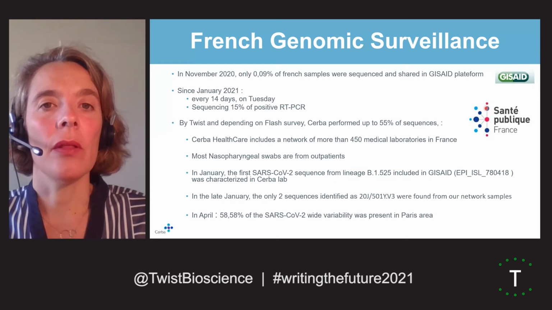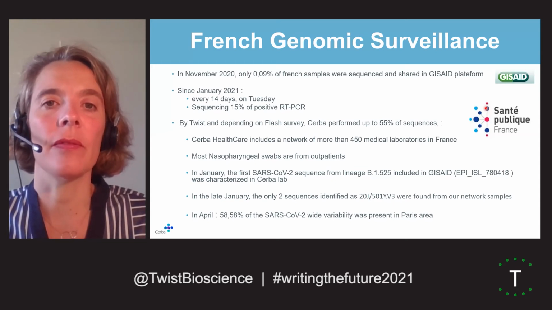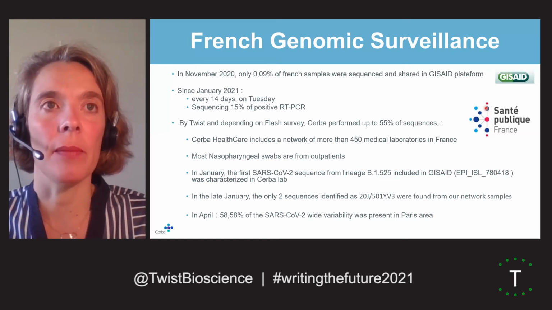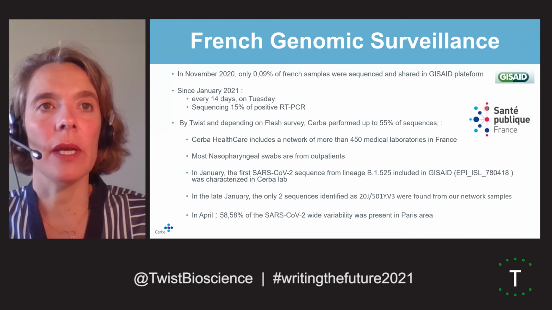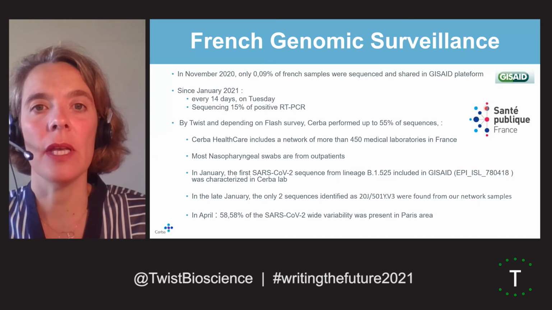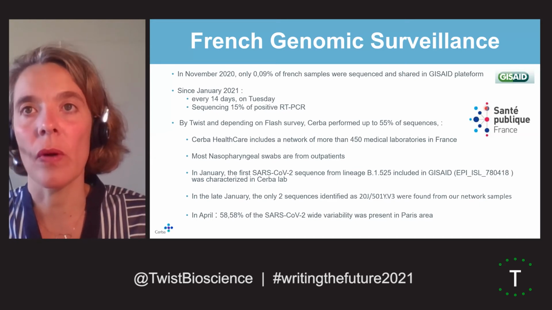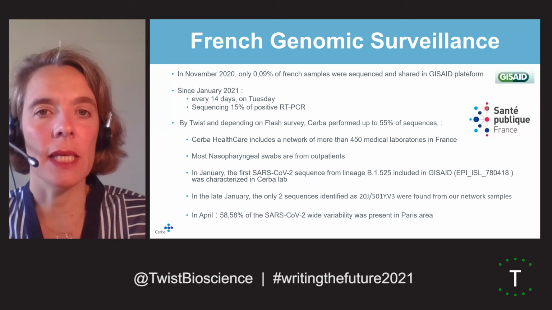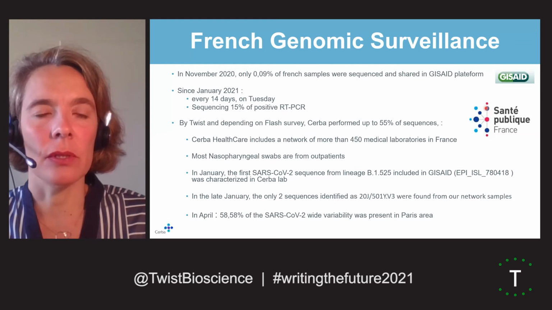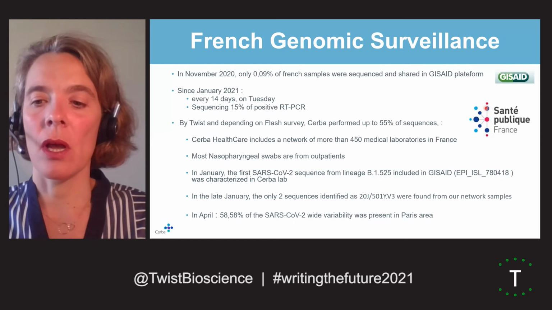In January, the first SARS-CoV-2 sequence from lineage B.1.525 included in GISAID was characterized by Cerba Lab. In late January, the only two sequences identified in flash survey as V3 strain, also called Brazilian variant, were found from our network samples, and in April, 58% of the SARS-CoV-2 variability was present in the Paris area.